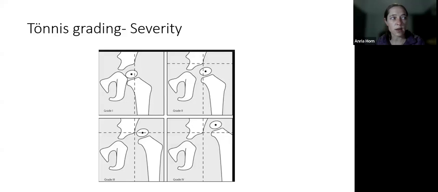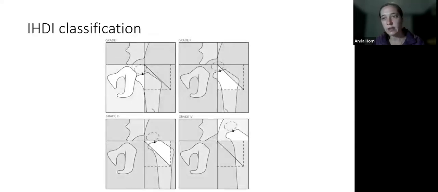So there's the Tönnis grading, which is a grading of severity. Grade 1 is essentially normal. Grade 2 is lateralized but not proximalized. Grade 3 is slightly higher, grade 4 completely out. And then the other classification is the IHDI classification, which is very similar to the Tönnis.